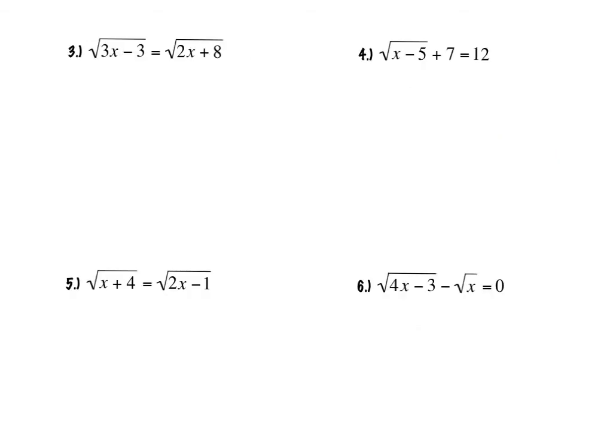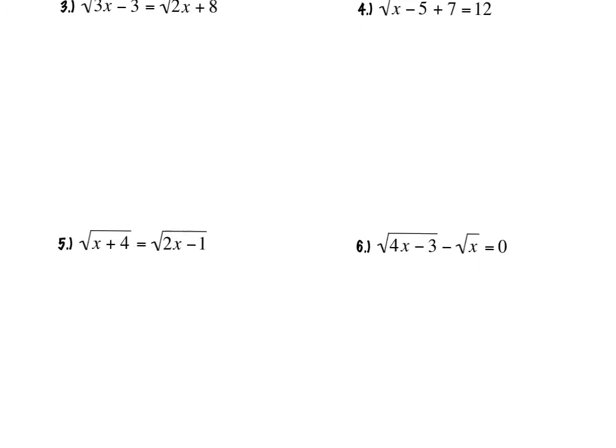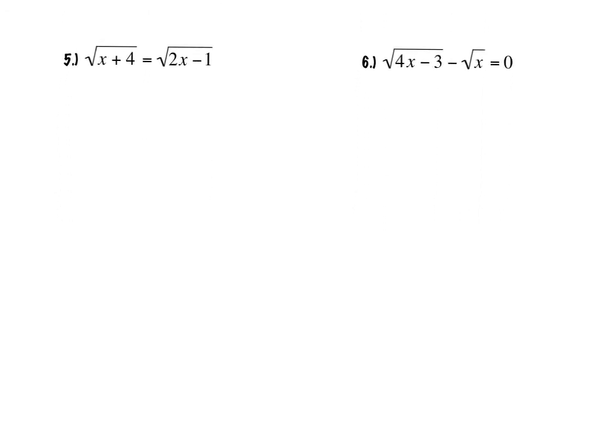All right, we are going to skip 3 and 4 because they're similar to ones we've already done, and we're going to move down to number 5 and 6. These will be the last 2 that we do. So on number 5, you'll notice that we have a square root sign on both sides, and the square root sign is by itself on each side. So the first thing that we want to do is square both sides. That gives me x plus 4 equals 2x minus 1.